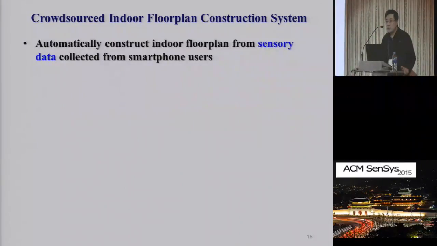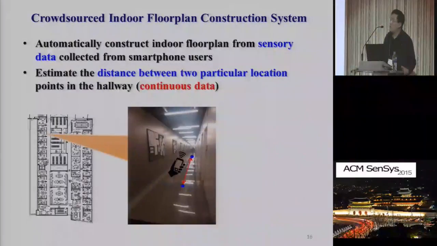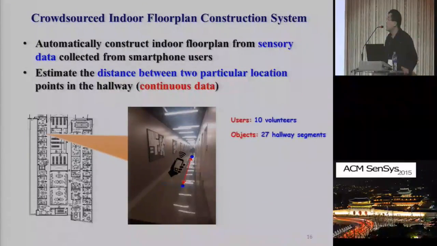And in this experiment, we focus on a particular task of the floor plan construction system, which is to estimate the distance between two particular locations in a hallway. And this can be done by multiplying the step count and the step size of a particular user. And this is, of course, continuous data. And in this experiment, we recruited 10 volunteers, and we measured 27 hallway segments.